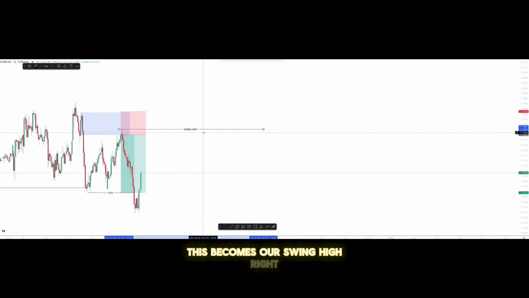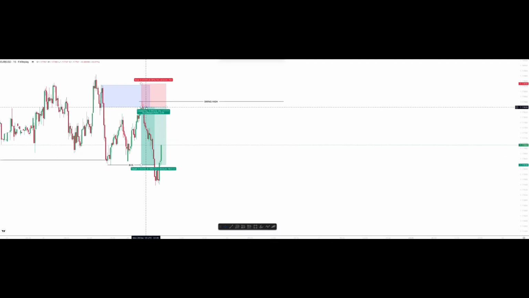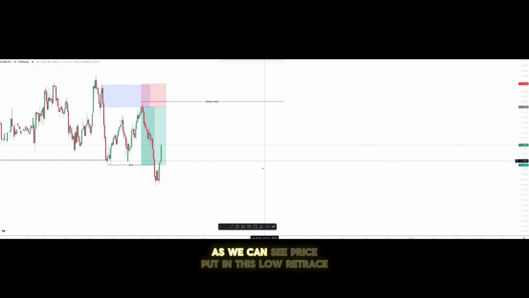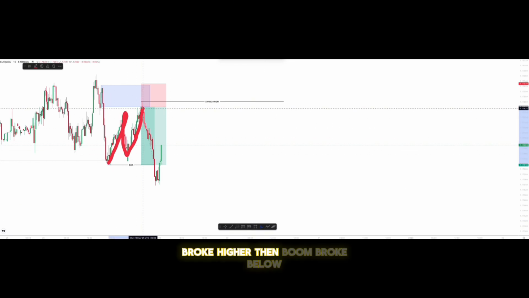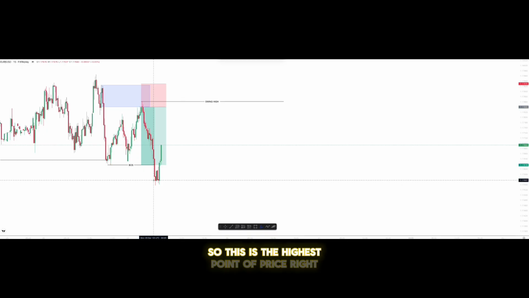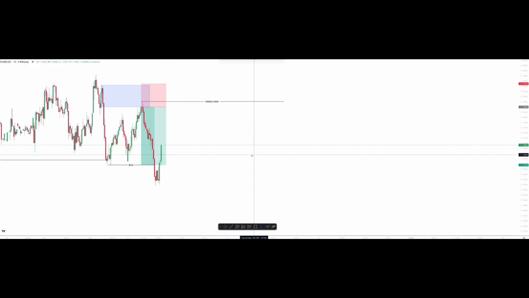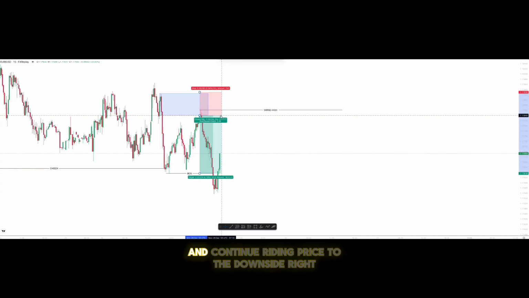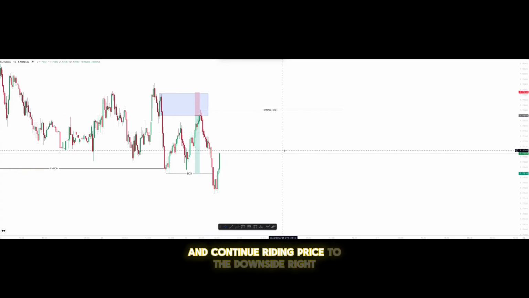This becomes our swing high, right? Because this is the highest point that price got to before breaking structure to the downside. As we can see, price put in this low, retraced, broke higher, then boom, broke below. So this is the highest point of price, right? Okay, so now we'll look for our supply zone and continue riding price to the downside, right?